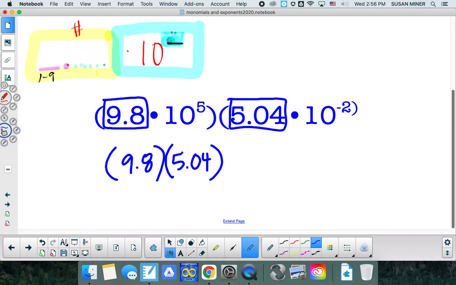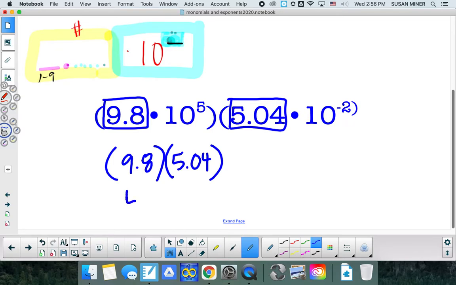I'm going to put these in my calculator, because I'm not very good at multiplying decimals in my head. I don't know about you. Maybe you're really good at it. But I'm going to take 9.8 and times that by 5.04. And I'm going to end up with 49.392.